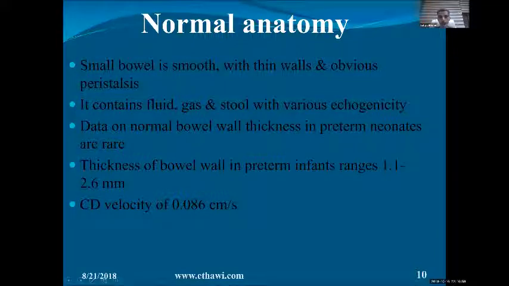We've talked about this, and this for you to read. The usual color Doppler velocity of the wall of the bowel is 0.086 centimeter. So it depends whether using continuous or pulse Doppler, and I think we've explained what is the difference.